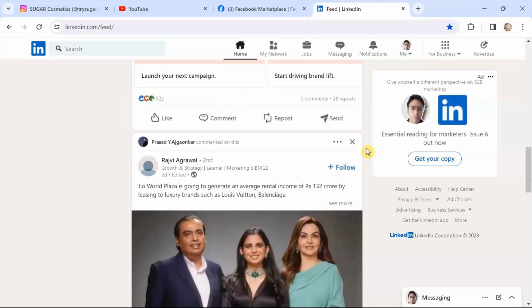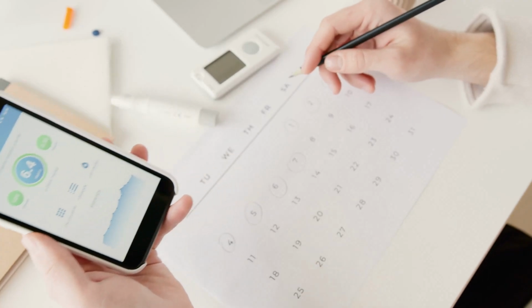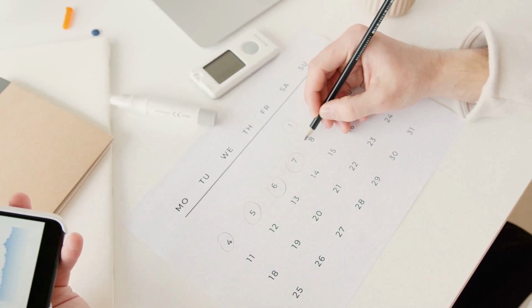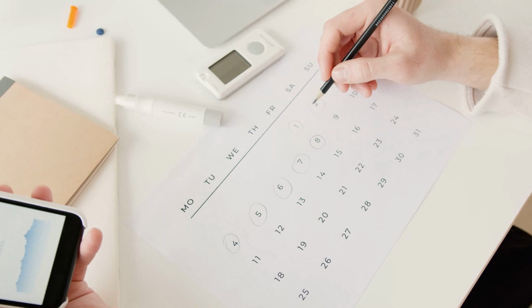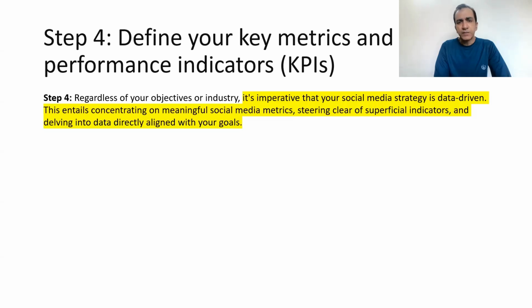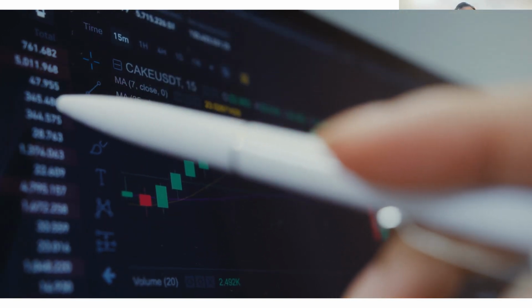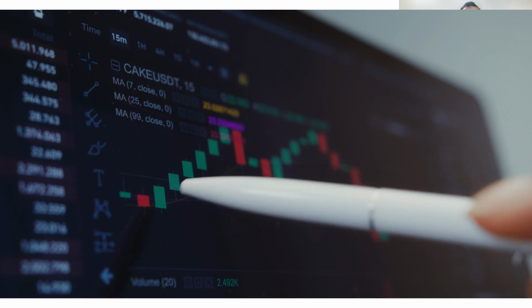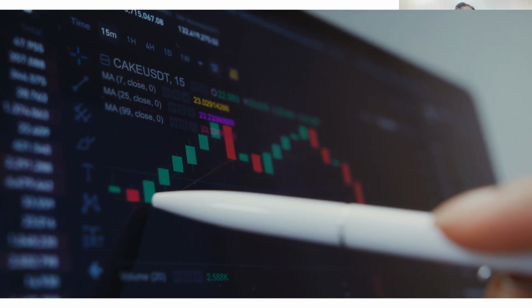So being proactive really is, you need to be proactive to stay ahead in the game. Step number 4 is defining your key metrics or KPIs, key performance indicators. It's really imperative that your social media strategy is data driven, and it entails concentrating on meaningful social media metrics and not just the superficial indicators.